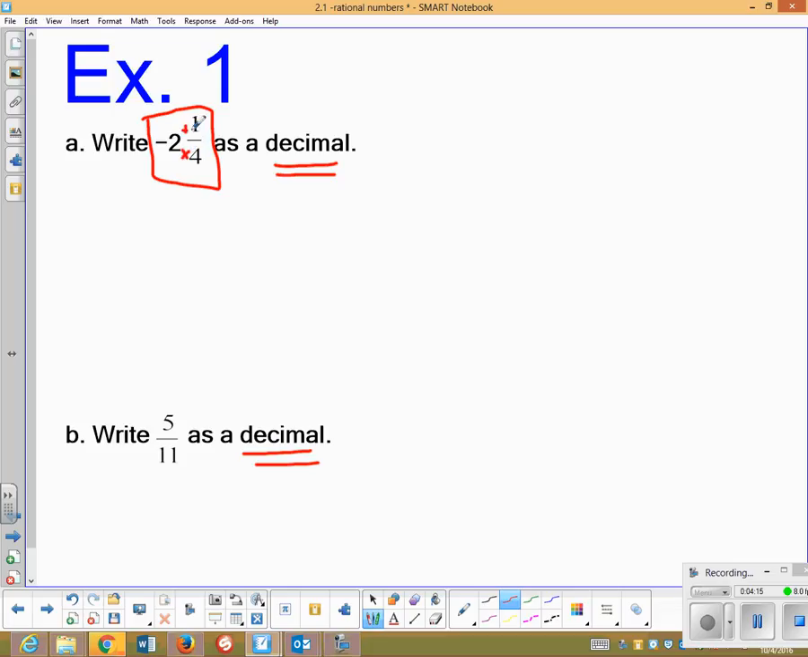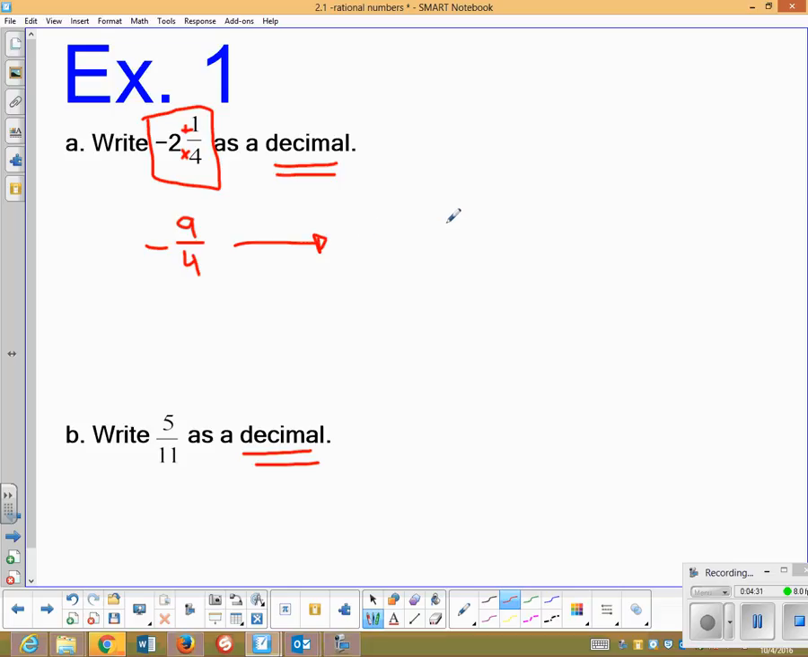2 times 4 is 8 plus 1 is 9. So we're going to say 9 over 4 with the negative. Don't forget that. Now we have what is called an improper fraction. The top number is always bigger, so that's called an improper. So what we do now is we're going to go ahead and divide.